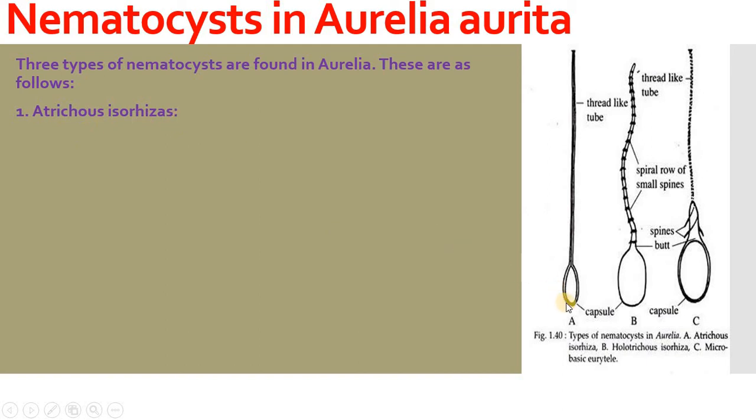This is the atrichous isorhiza, and the salient features of this type of nematocyst are: the capsule is long, the thread tube opens at the tip, and the butt and spines are altogether absent.